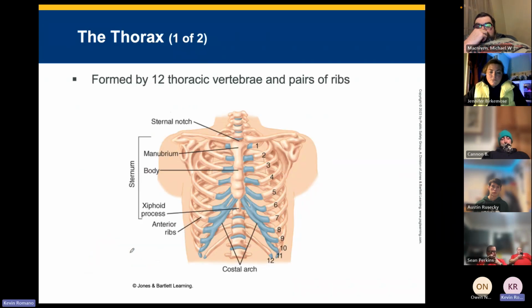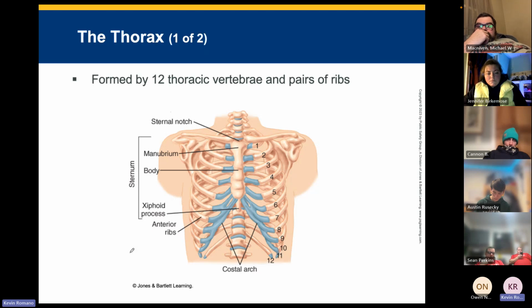All right. The thorax is formed by 12 thoracic vertebrae, and there are 12 pairs of ribs. So the boundaries of the thorax are the rib cage, anteriorly, superiorly, and posteriorly, and also the diaphragm inferiorly. In the anterior midline of the chest is the sternum.